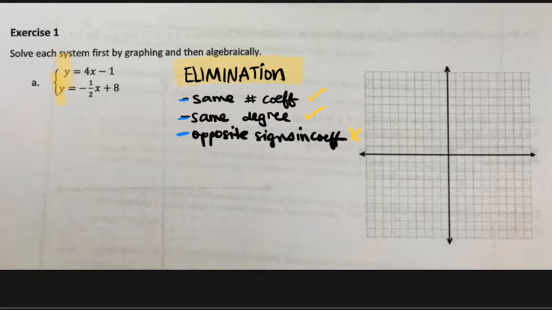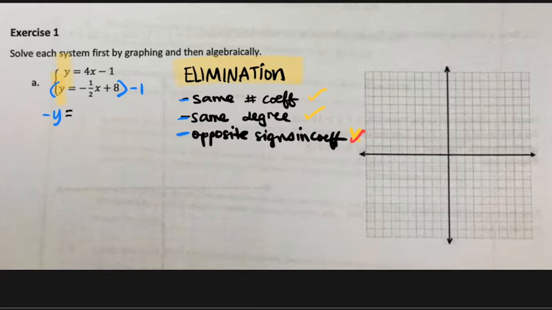But I do notice that they do not have opposite signs in the coefficients. They're both positive, and in order for something to be eliminated, you have to subtract it. So I need a negative sign. What I'm going to do is multiply this entire equation by a negative 1. When I do that, I'm going to now have a negative y, and that is going to give me the opposite sign in the coefficient that I need.